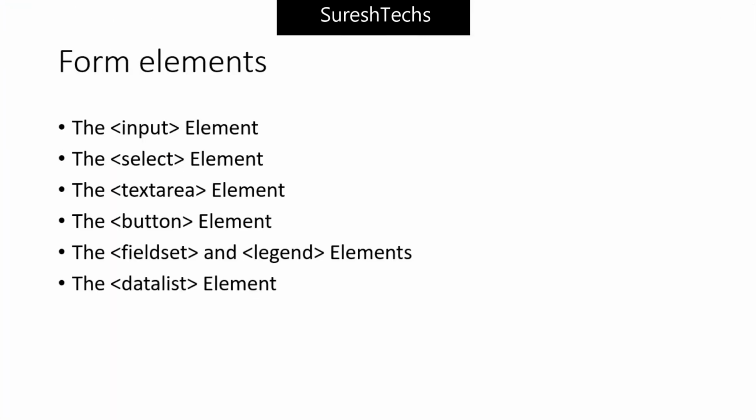So these are the different forms which we had seen today: input, select, text area, button, field set, legend, data list. We have covered all these elements. So these are the different elements available.